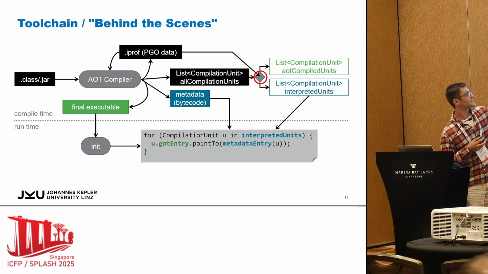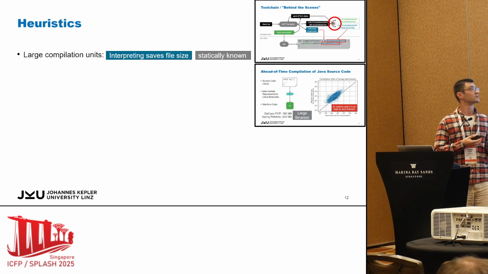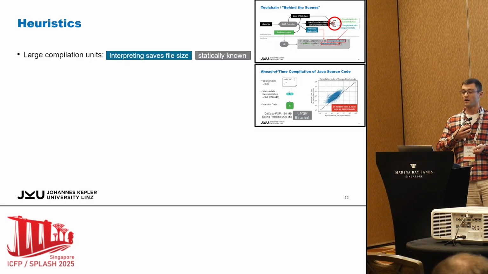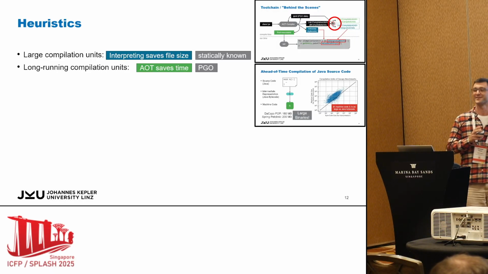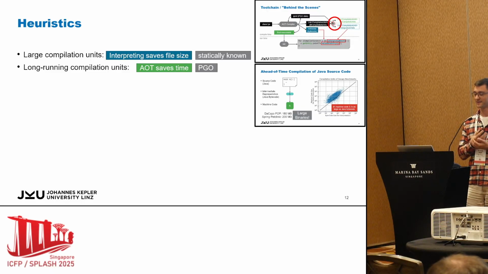So now let's look a little bit into these heuristics. How do we currently decide how to execute a compilation unit? As you can imagine, if we have a very large compilation unit, it makes sense to interpret it in general, because otherwise it would take a lot of space. On the other hand, of course, we do care about performance. We also have long-running application units. And since we already have the profiling data available from the GraalVM Native Image compiler, we can detect compilation units that are long-running.